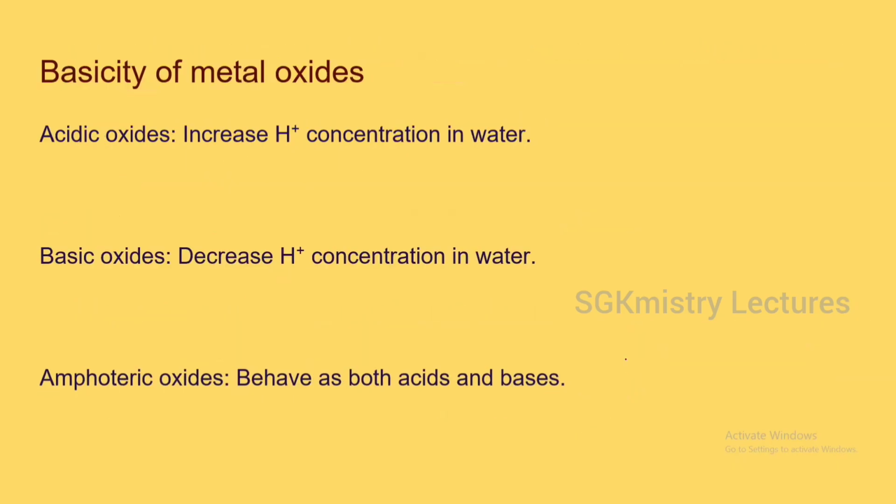Next, talking about the basicity of the metal oxides. Overall, I can classify metal oxides into three types: acidic oxides, basic oxides, and amphoteric oxides. Acidic oxides are the ones which increase the H plus concentration when dissolved in water. For example, we have N2O5, the oxide of nitrogen. When you dissolve it in water, you get 2H plus along with the nitrate ion, right? So it is very evident that the H plus ion concentration is increasing, because of which we call this oxide, N2O5, acidic in nature.